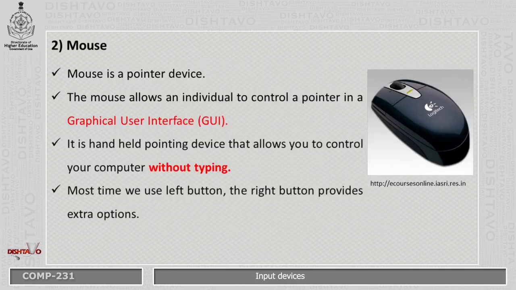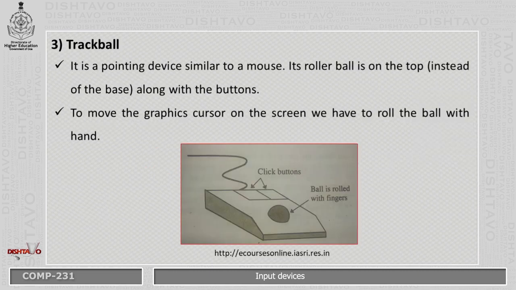Next input device is the mouse. It is a pointer device. The mouse allows an individual to control a pointer in a graphical user interface without typing. Just like in DOS we have to type the command, but the mouse allows you to control your computer without any typing. We just have to right and left click the mouse. Next is the trackball. It is a pointing device, just like the mouse. Its roller ball is on the top instead of the base as in the mouse. To move the graphics cursor on the screen, we roll the ball with the hand, so it moves the cursor on the screen.